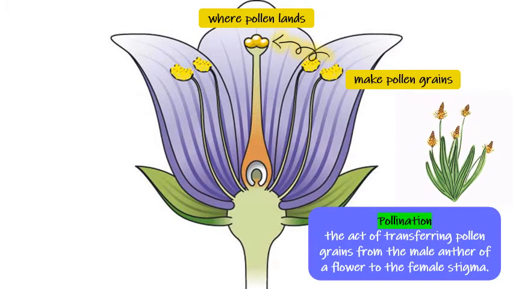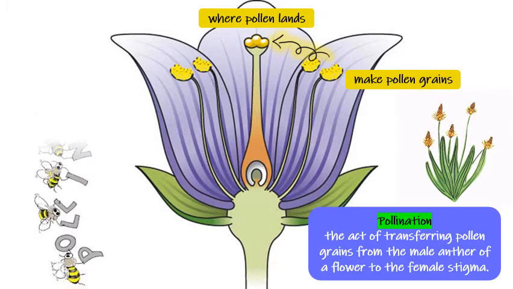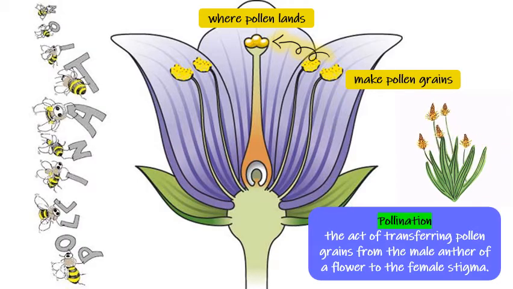How does a pollen move from the anther to the stigma? This process is called pollination, when pollen grains move from the anther to the stigma. This can happen by the help of the wind, like you can see in the GIF in front of you, or by insects, like the bees.